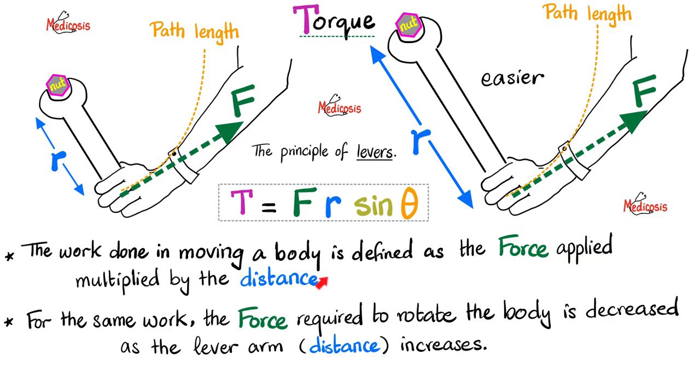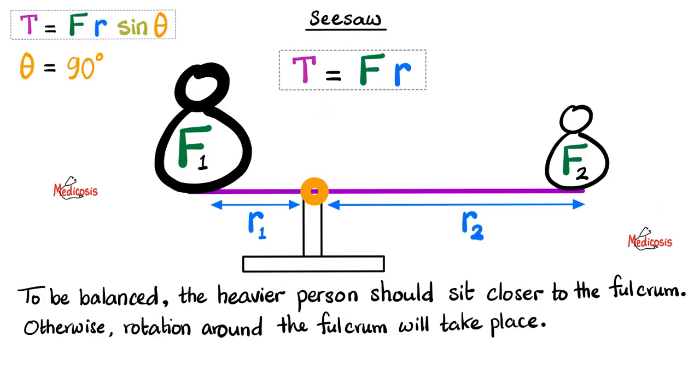The work done in moving a body is defined as the force applied multiplied by the distance, known as the lever arm. For the same work, the force required to rotate the body is decreased as the lever arm increases. In other words, this long wrench is going to make it easier for you to unscrew the same nut, given the same force. Seesaw time. Okay, remember that torque equals applied force times lever arm times sine theta.